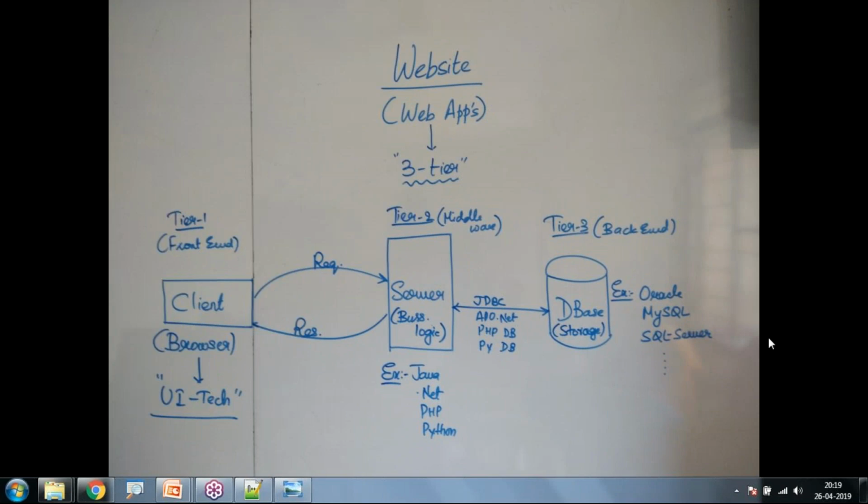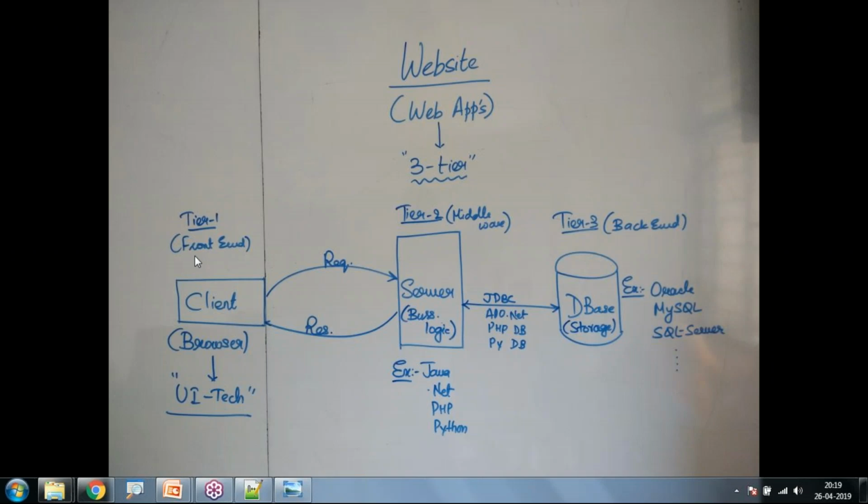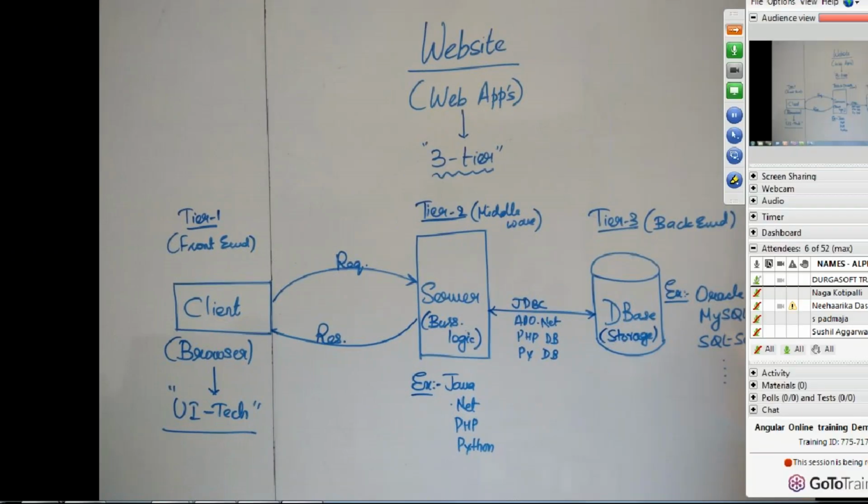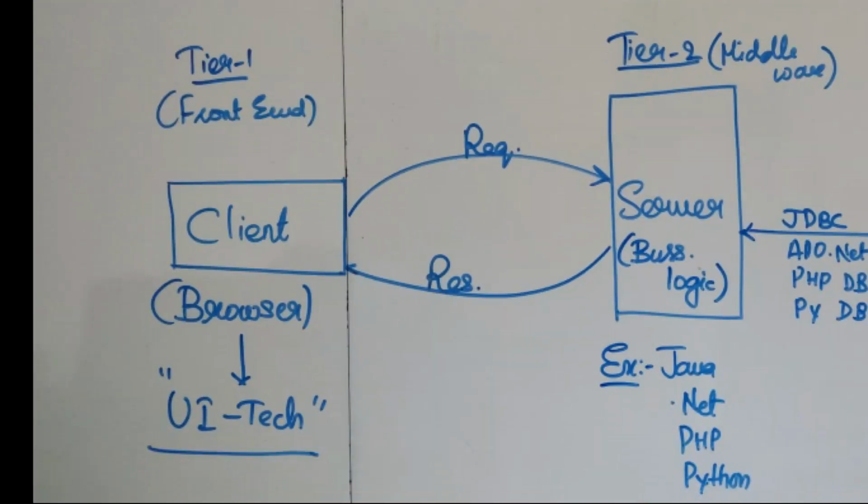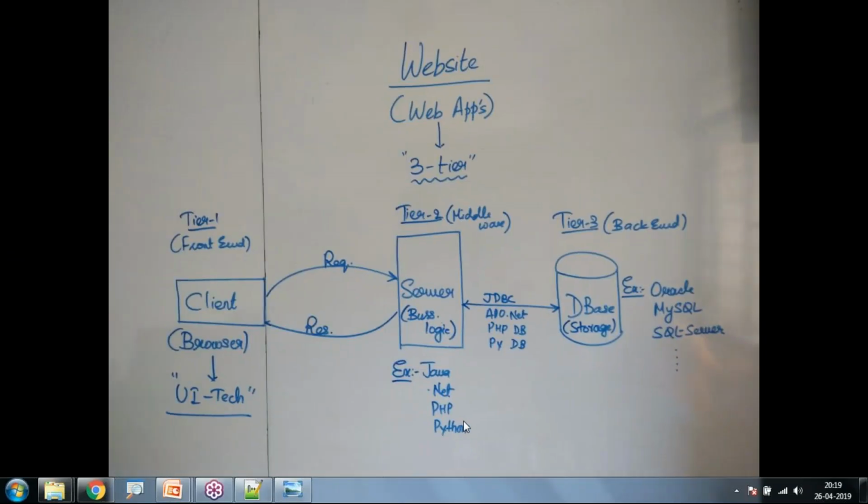And finally, coming to tier 1. Tier 1 is nothing but the front end. To display the information or data in the web page, we use the browser. And the browser understands only 3 technologies: 1 HTML, 2 CSS, and 3 JavaScript. Right, all of you, is this clear?